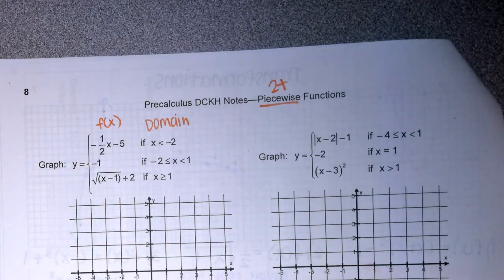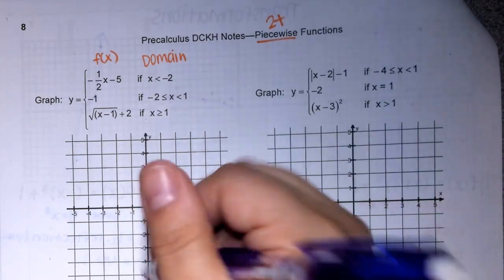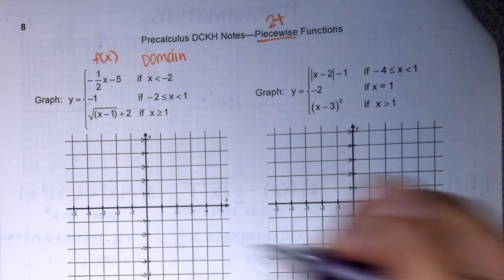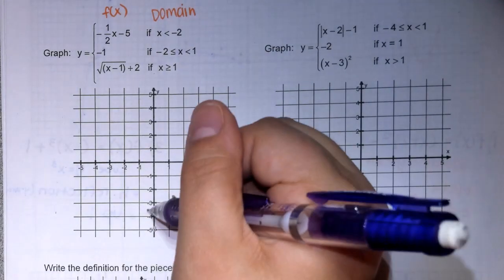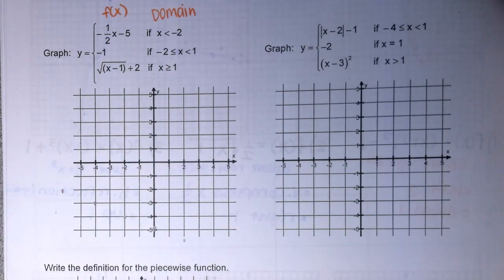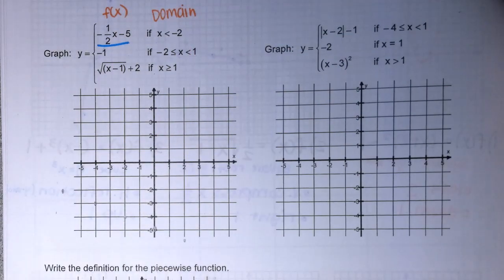How do I graph that? So y-intercept, what's my y-intercept? Negative 5. And how do I graph negative 1/2? Down 1, right 2, but that goes off my graph. So go up 1, backwards 2, up 1, backwards 2, up 1, backwards 2. Does everybody agree with that? That is my first line, and it has a restriction of x less than negative 2.